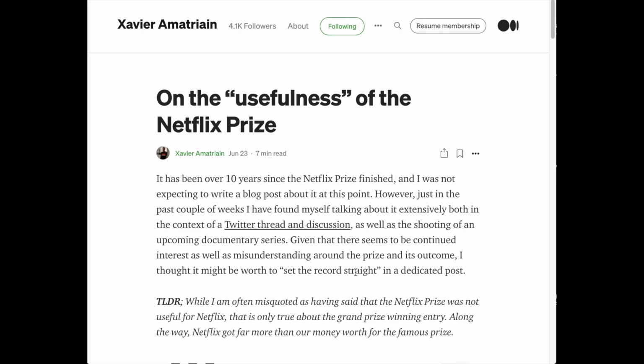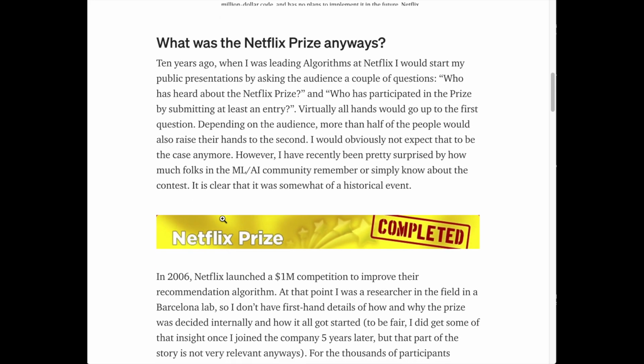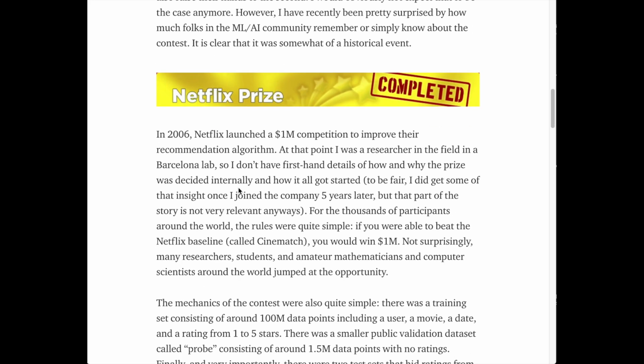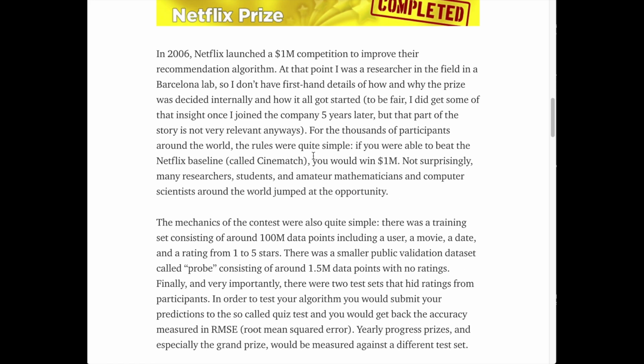Here's an interesting blog post titled "On the Usefulness of the Netflix Prize," describing this Netflix prize where there was a competition to produce an algorithm that would predict the 5-star rating that someone would give for a movie, given the user, the movie, the date, and then the rating as the training data with 100 million data points. And this famous competition was to win $1 million by beating their Cinematch Netflix baseline system with this model.